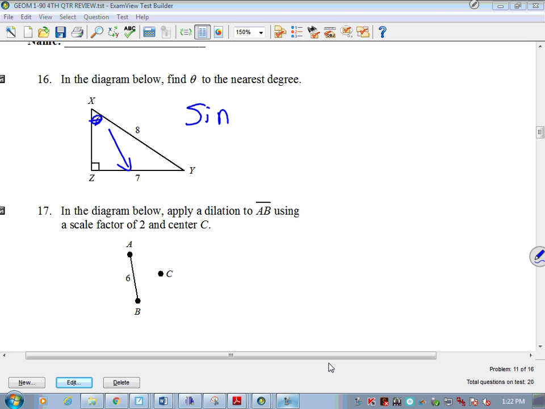All right, so let me kind of help us out here. 7 is opposite of my angle. 8 is hypotenuse. Sine is opposite over hypotenuse. So we're going to use inverse sine because that's what we use to find an angle. Then we're going to put those things in our ratio, which is 7 over 8. Inverse sine 7 over 8 comes out to 61 degrees.